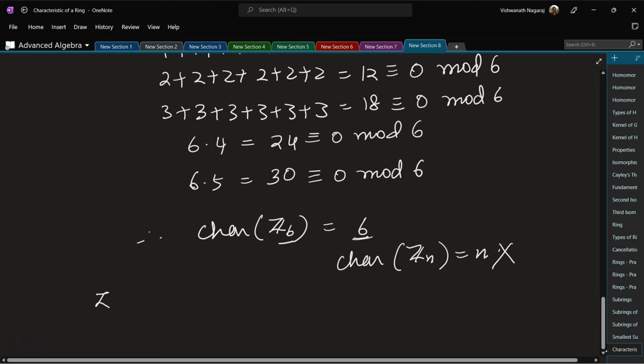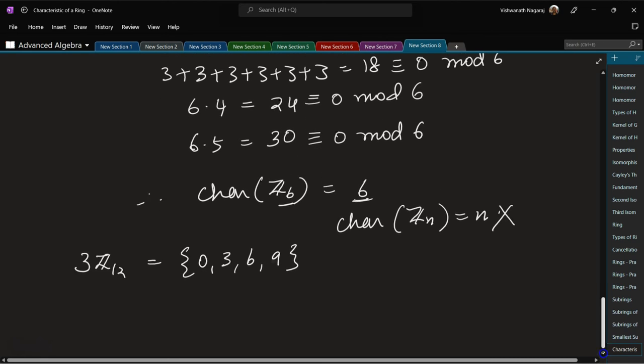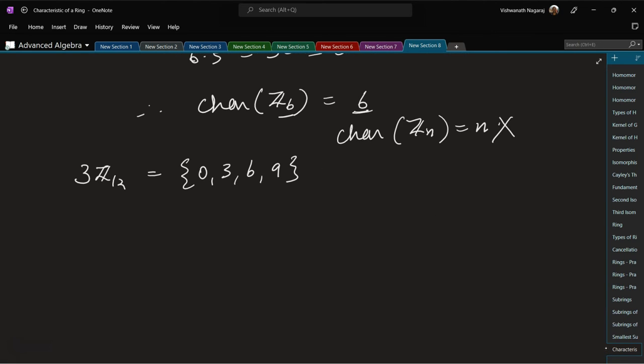So let's take Z12, rather 3Z12, which gives us 0, 3, 6 and 9. Now what will be the characteristic of this? 0, it doesn't matter how many times we do it, so that doesn't give us much. Let's take 3. 3 plus 3 is 6. 6 mod 12 is 6. Let's add one more. 9 mod 12 is 9.